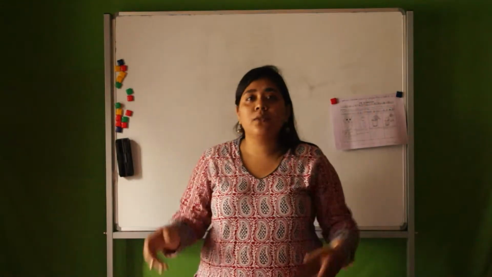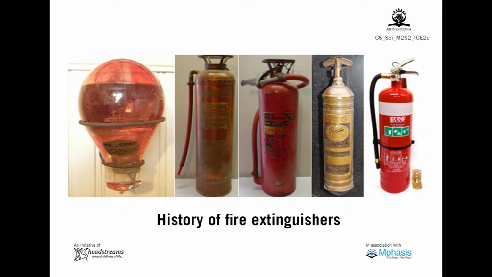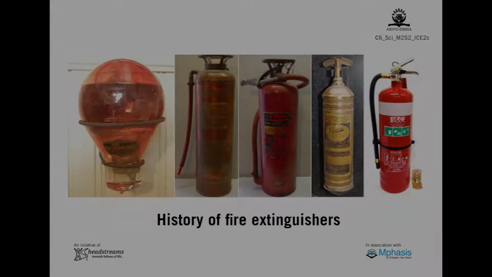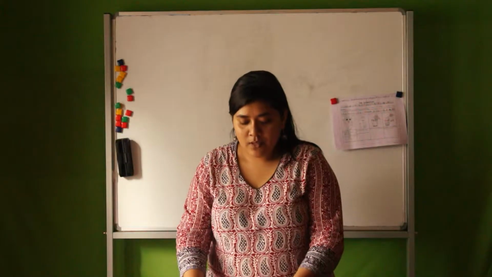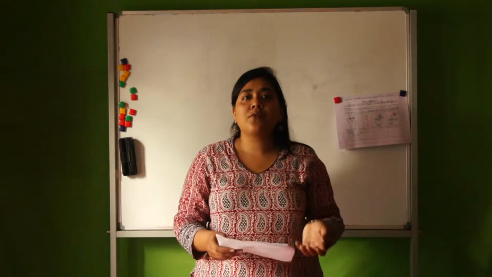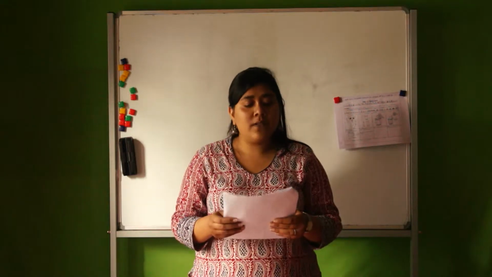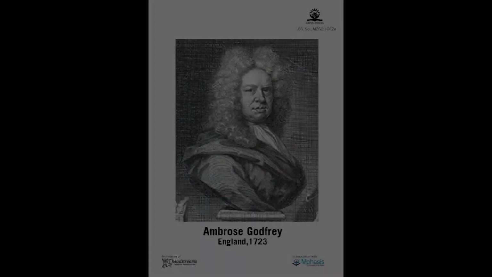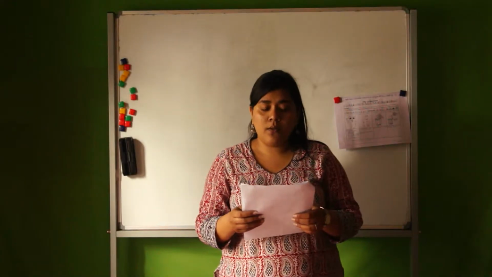Now the main creation is looking at 3-4 different aspects. First we look at the history of fire extinguishers. It's just a story where we show them the handouts of the different people who worked on fire extinguishers and you tell them the story. Show them the pictures and tell them the story of how the fire extinguishers were made. The first fire extinguisher was invented by Ambrose Godfrey from England in 1723. It was then converted to a handheld one by George William Manby.